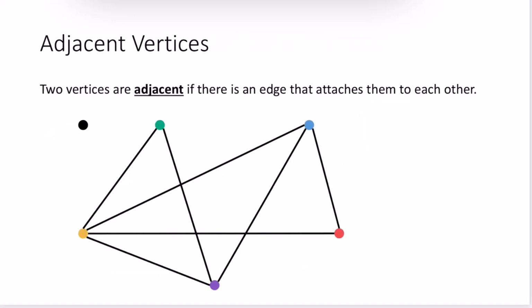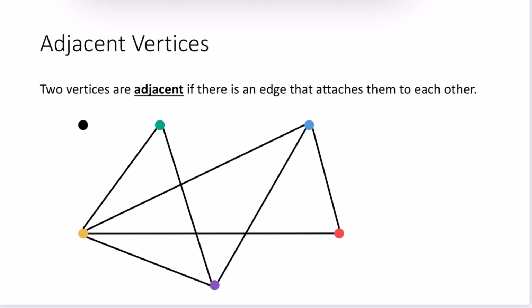So one of the vocabulary words that we use in graph theory quite a bit is the word adjacent. So 2 vertices are adjacent if there's an edge that attaches them to each other. So for example, in this graph, the green vertex is adjacent to the yellow and the purple vertices. The blue one is adjacent to the yellow, purple, and red vertices because there's an edge that attaches the blue vertex to the yellow, purple, and red vertices.